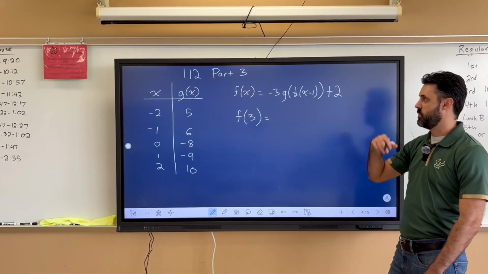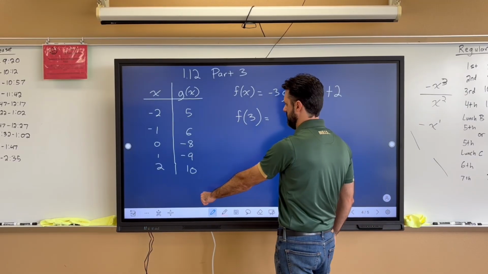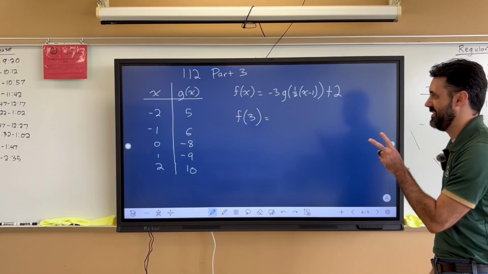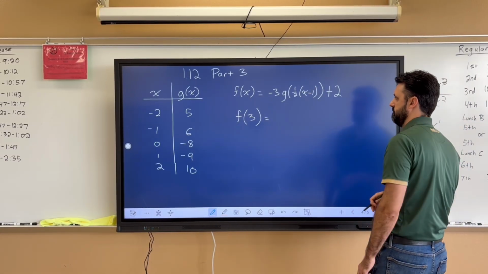All right, guys, section 1.12, part 3, we're going to apply our 4 transformations to a table of values today. We're only going to do one example, but I'm going to show you guys 2 different ways to do this, and you get to pick if you like the first option better or the second option better.